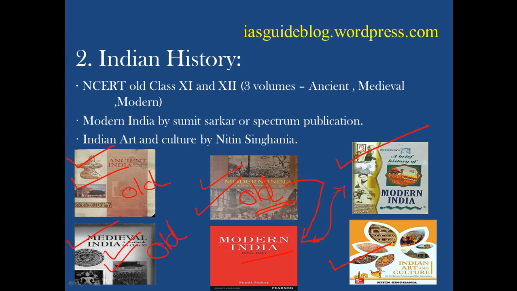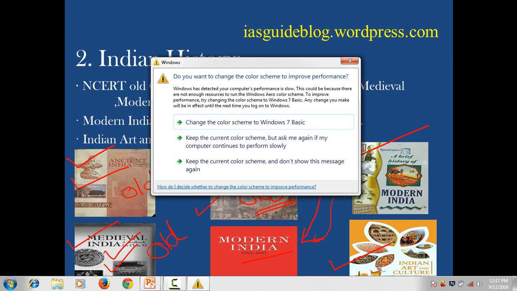When it comes to painting, they have covered folk paintings. When it comes to art and architecture, they have covered cave architecture, rock architecture, temple styles, and the construction of temple styles. That's it about the Nitin Singhania book.